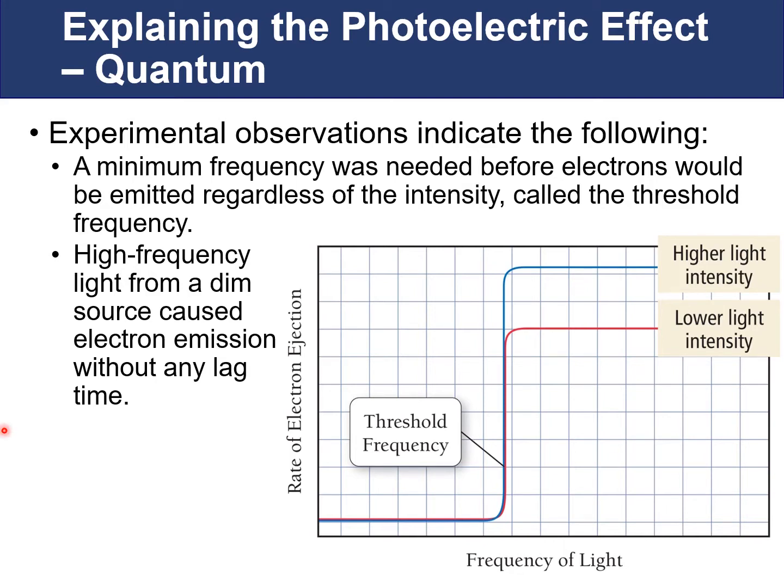What also differs from what is predicted by classical physics is that there is no lag time between when the light strikes the surface and when the electrons are emitted. So if you have a low intensity, as soon as the light strikes the surface, electrons are being emitted. And if you have a low frequency of light, lower than the threshold frequency, no matter how intense you shine the light and for how long you shine the light, no electrons are being emitted.